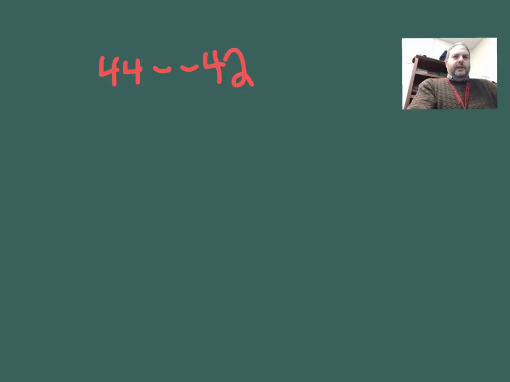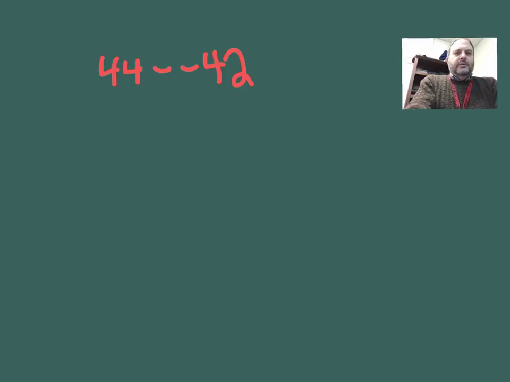All right, we're doing yet another integer problem, and this one says 44 minus a negative 42. You have to remember your integer rules for addition and subtraction. When your signs are the same, you add and keep the sign. When your signs are different, you subtract and keep the sign with the number that has the larger absolute value.